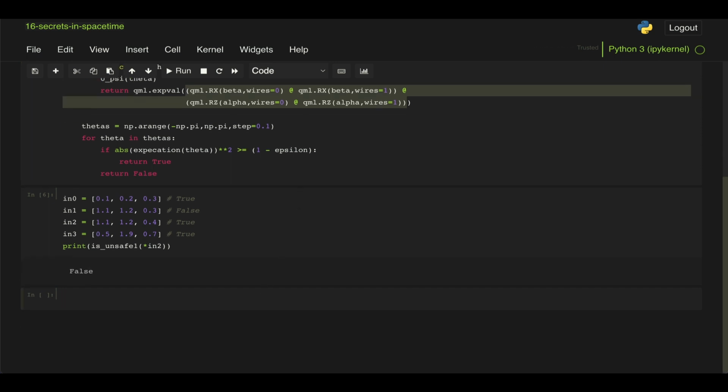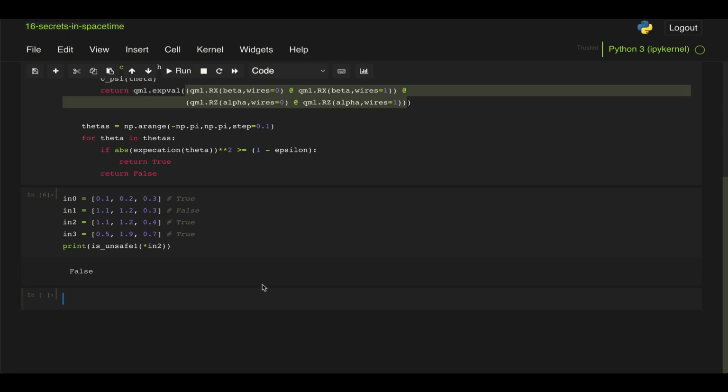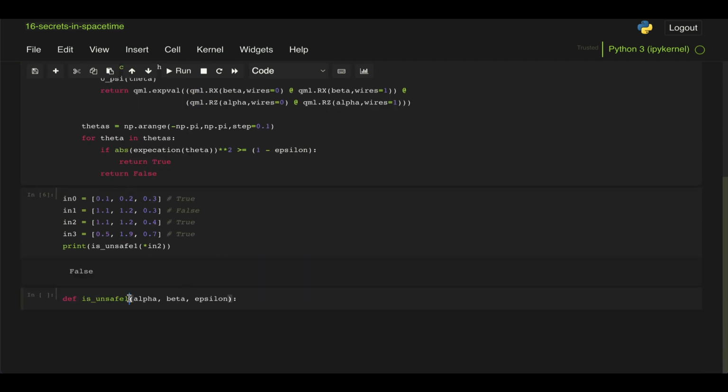Well, another approach is to go ahead and do something very similar, but instead of using a circuit, just get the matrices for the unitary that prepares the state, the transpose conjugate of that, and then also the matrix for the operator that we have here in the middle, of which we want to calculate an expectation value with respect to. So let's go ahead and do that. So we can now define again a function. Now let's call it isUnsafe2.